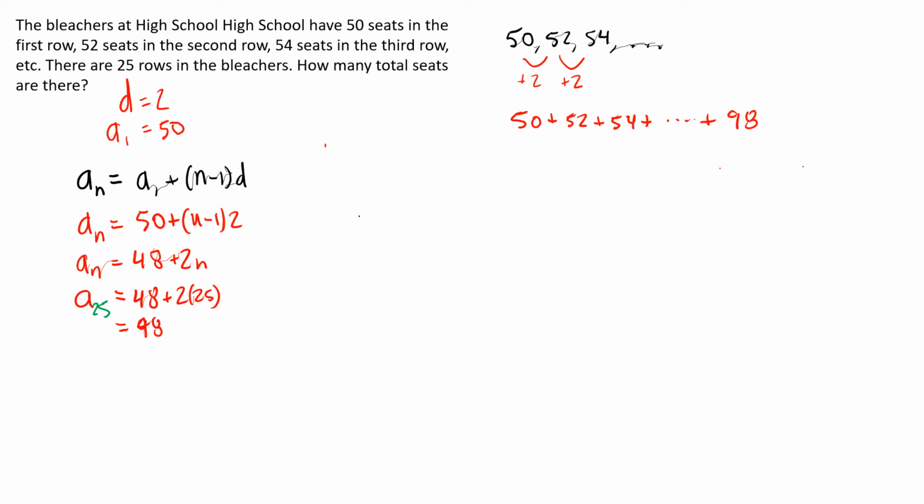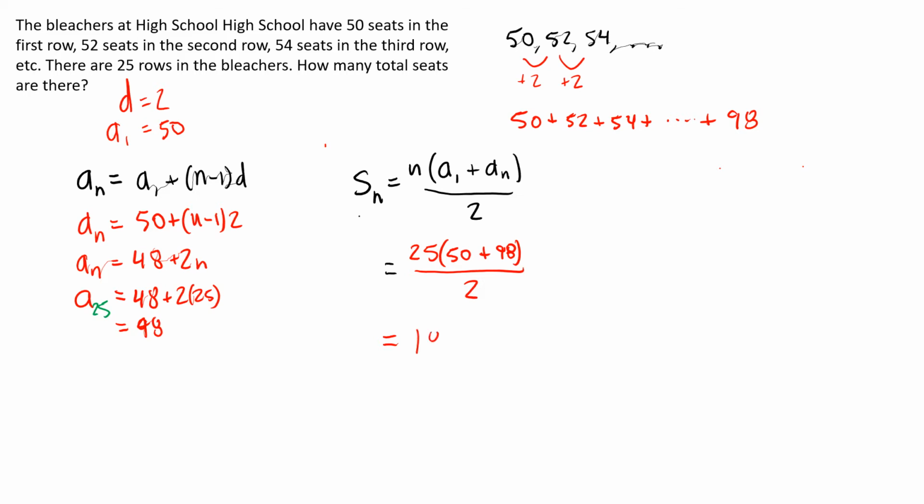The formula for the sum of an arithmetic series is S sub n equals the number of terms in this series times the quantity a sub 1 plus a sub n, divided by 2. For this one, the number of terms is 25. The first term was 50. The last term was 98, and we're going to divide that by 2. I don't know what that is. Let me turn on my trusty calculator. 50 plus 98 times 25 divided by 2.